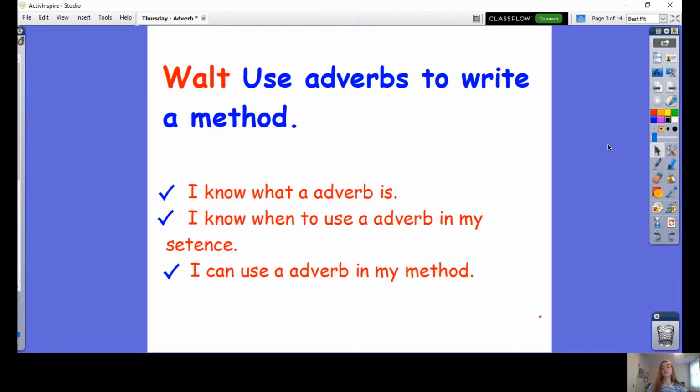Today, we are going to learn all about adverbs. We need to know what an adverb is. We need to know when to use an adverb in your sentence, and you will be able to use an adverb in your method today.